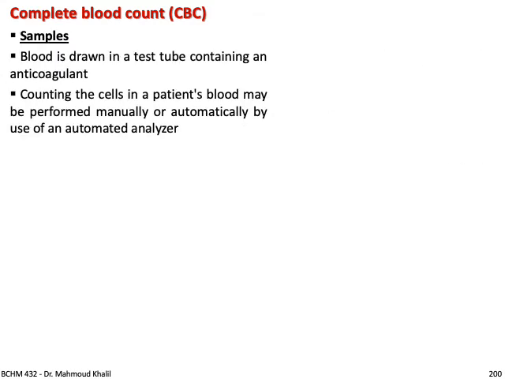The samples. The blood is drawn in a test tube containing an anticoagulant. Counting the cells in a patient's blood may be performed manually or automatically by use of an automated analyzer.